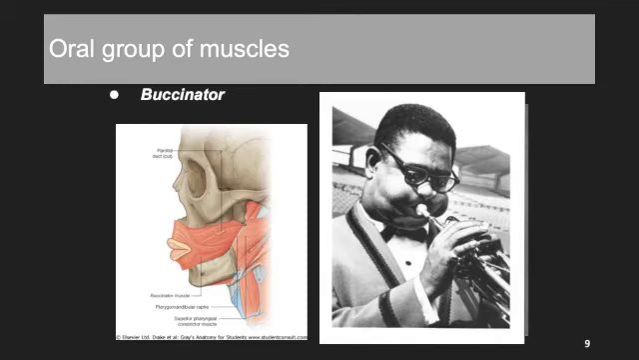This is the buccinator. So the buccinator is going to kind of blow or open up the cheeks. Okay, so typically the buccinator is called the trumpeter's muscle. So definitely know where that muscle is. This is going to be one of the more developed muscles that we have in the maxillary region.